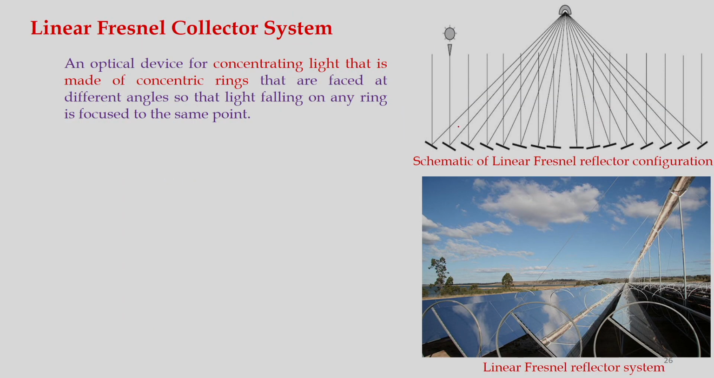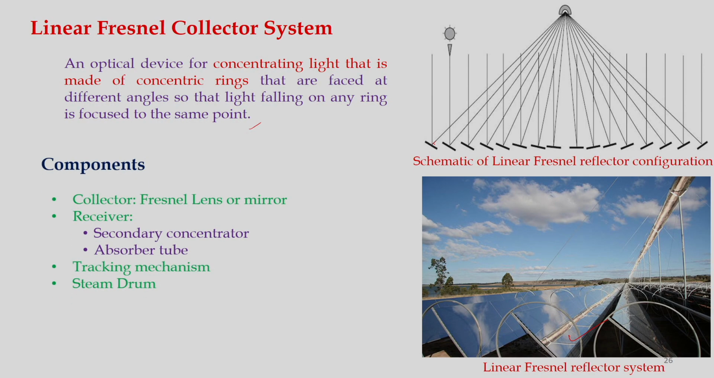So, the configuration of this linear Fresnel collector system is shown here. Solar radiation is falling here, and these are the mirrors that reflect it, and this is the receiver. Okay. So, these are segmented. Okay. So, it is an optical device for concentrating light that is made of concentric rings faced at different angles, so that light falling on any ring is focused on the same point. Okay. So, this is very, very important. Photographs of this kind of installation are shown here.